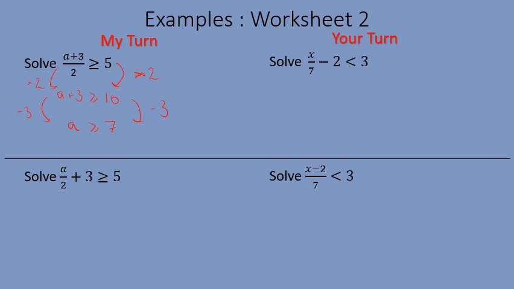Okay, whereas this second one here, because the add 3 isn't part of the fraction, it's happened after the divide by 2. So that means we need to remove the +3 to begin with. So the first step for this question is to subtract 3 from both sides. So a over 2 is greater than or equal to 5 take away 3, which is 2. My second step is to get rid of the divide by 2, so I need to times by 2. So a is greater than or equal to 4.